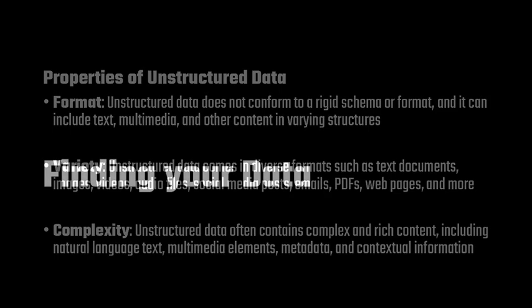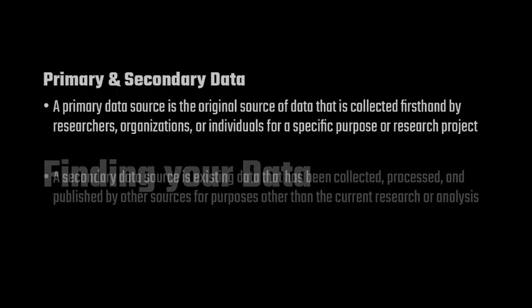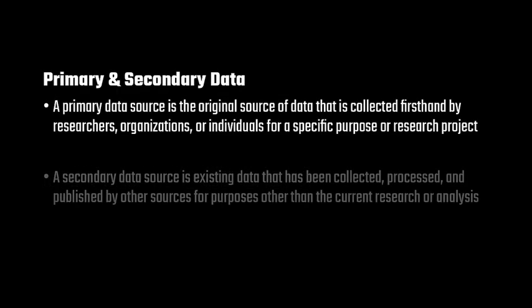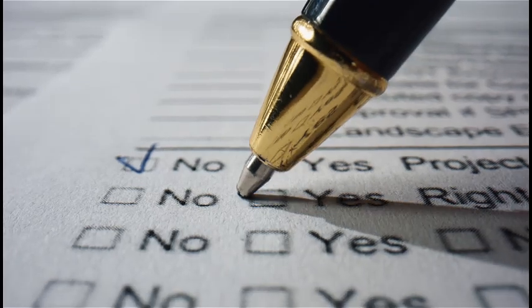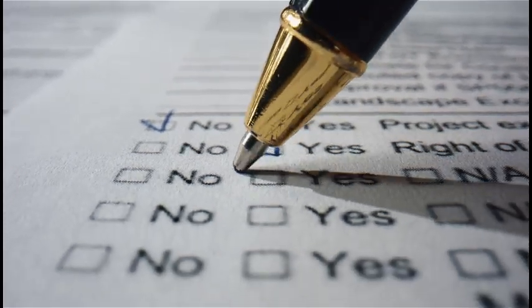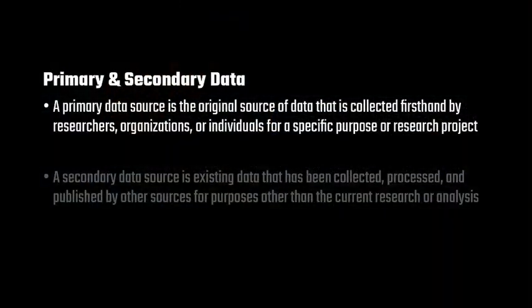Data sources can be broken down into primary and secondary data sources. A primary data source refers to the original source of data that's collected firsthand by researchers, organizations, or individuals for a specific purpose or research project.